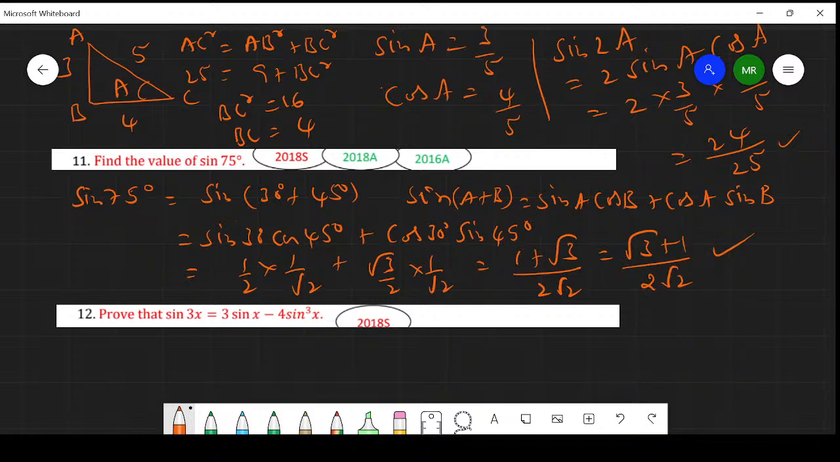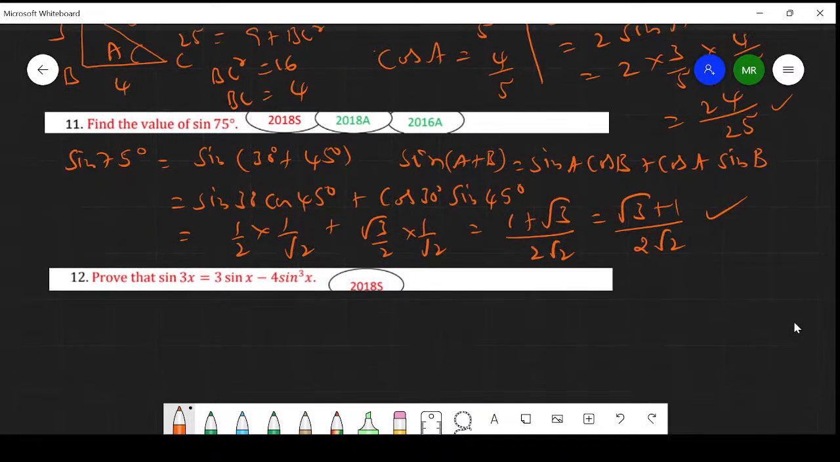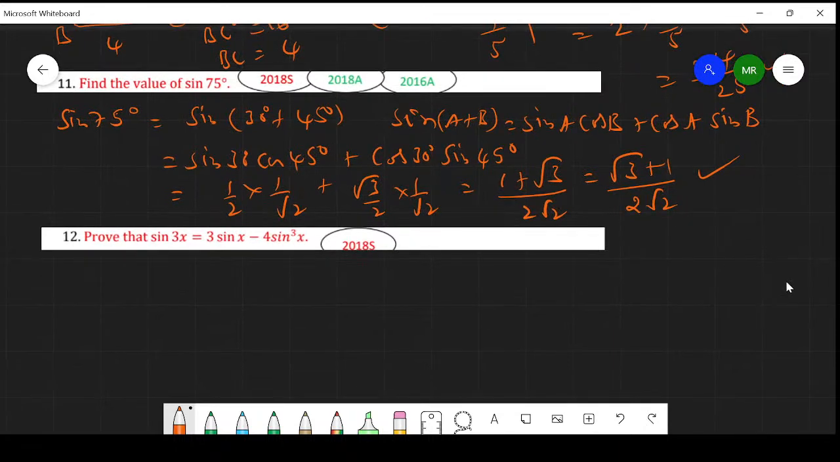You can stop here also. Just expand sine of A plus B, substitute the values of sine 30, cos 45, cos 30, sine 45. Both have the same denominator, so root 3 plus 1 by 2 root 2 is your answer. They asked this problem 3 times, in 2018 and 2016 also. It is a direct formula, I think you understood this.